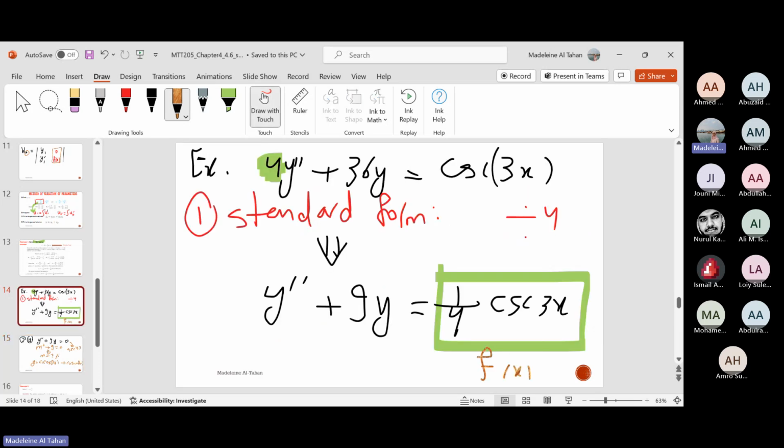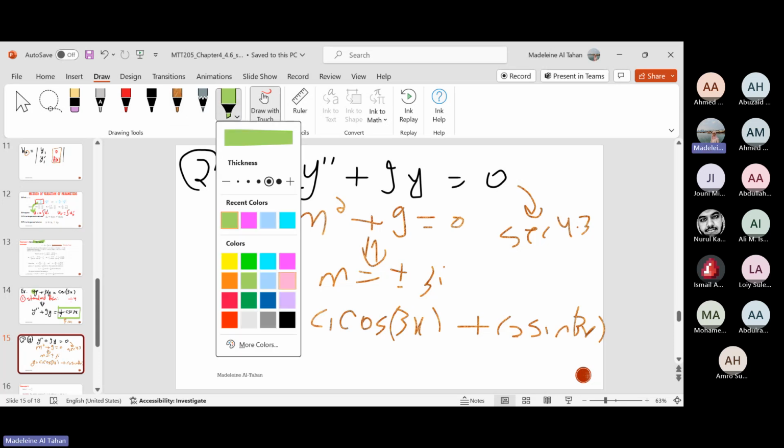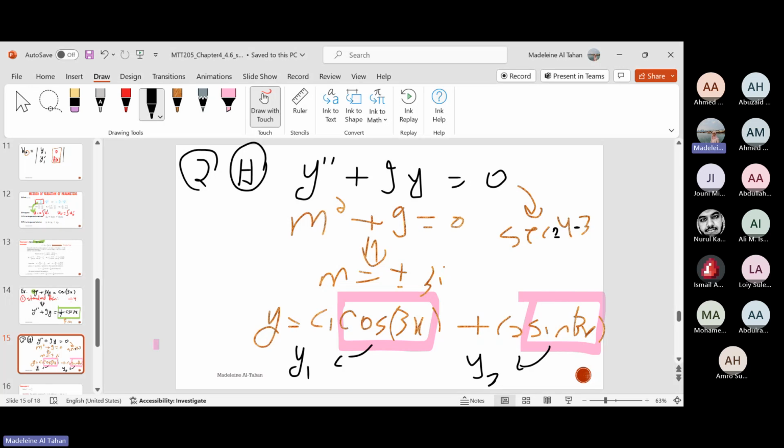So let's go back to the first 2 steps. The first step is to write the standard form by dividing by what we have before y double prime. Identify your f. Step number 2, solve the homogeneous differential equation. Identify your y1 and your y2. One of them will be y1 and one of them will be y2. Is it clear? Yes. Any questions before we proceed, miss? Okay.